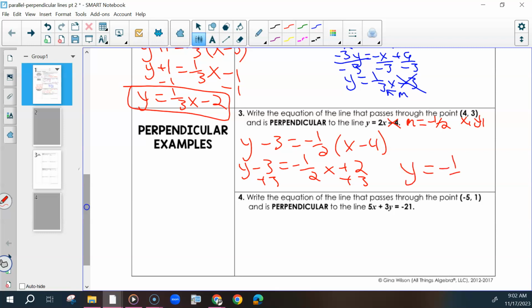Y equals negative 1/2 x plus 5. So again, if I were to graph this, I would see that this is perpendicular to the original, and it goes through this point. We're going to do this on Desmos here in a moment. Do you have any questions about the perpendicular example?